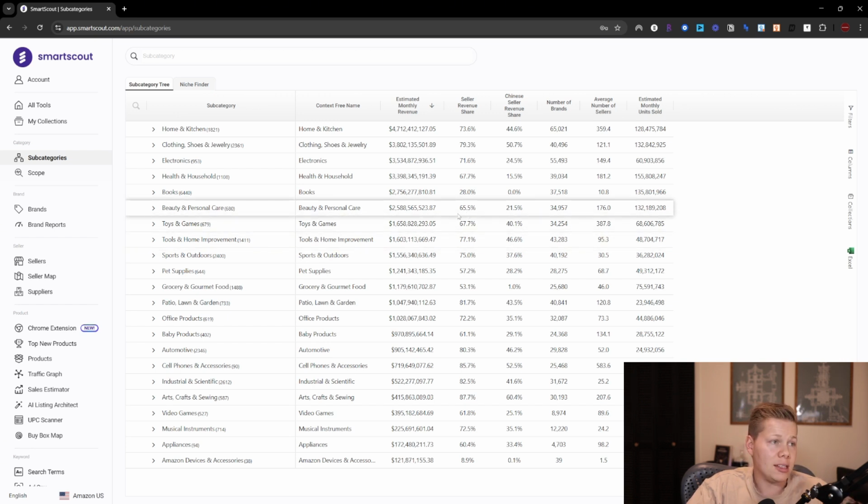Tools and home improvement, 77, 46, 95. Okay, we're definitely still looking at health and household and beauty. Tools, close third. Sports outdoors, 75, 37, 30. Okay, not too bad. I'm liking the 75, but health and household still better.